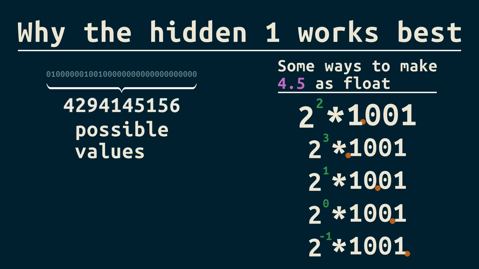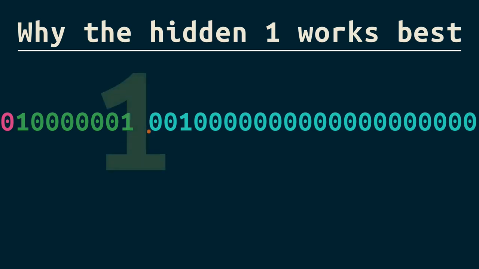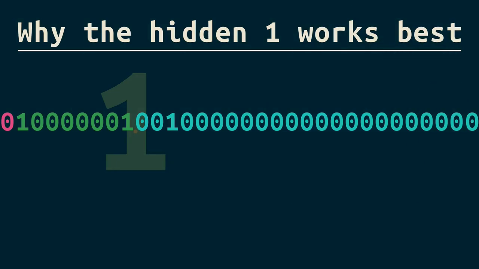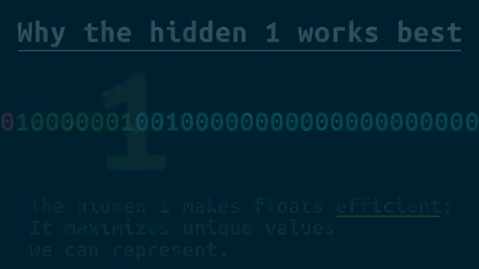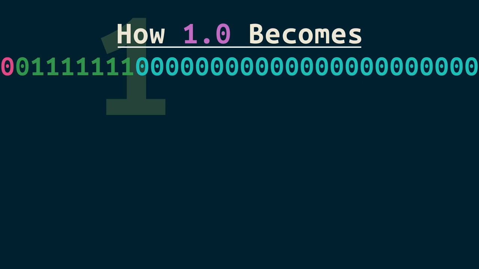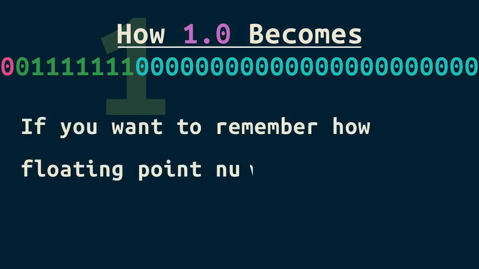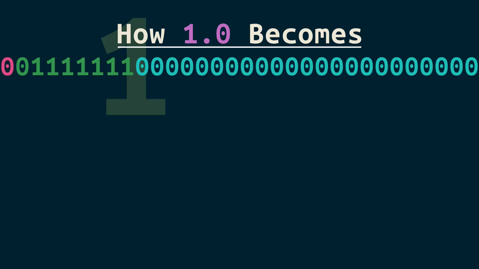Now, for any given decimal, there's only one available representation. And if there's always a 1 here, do we need to use up a bit to store it? We don't. That also frees up an extra bit to use. So that's how the hidden 1 makes floats more efficient. So we're back to the starting question, but now we know what the parts are. If you want to remember how floating point numbers work later, pause now and try to remember what each colored section does. We've got the sign bit here, 0 for positive, and then the exponent.